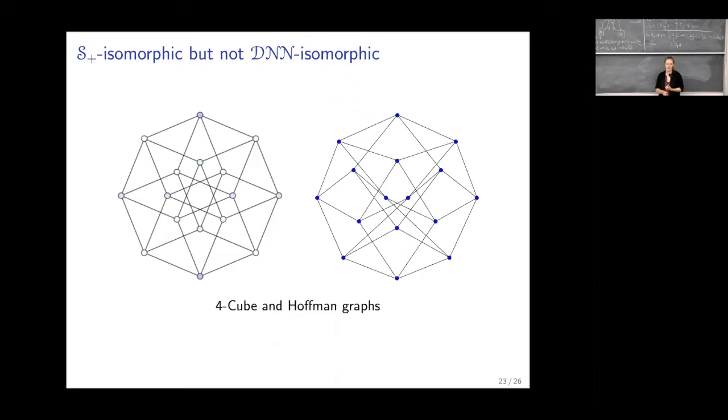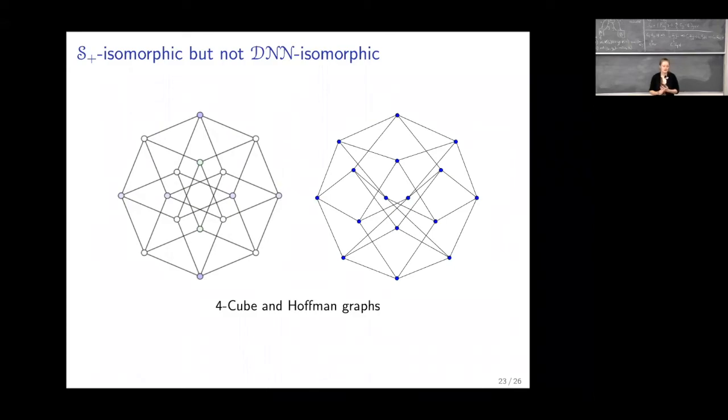Now, this pair is PSD isomorphic, but not DNN isomorphic. The reason why we know that they are PSD isomorphic is that they are one walk regular and have the same spectrum, right? And we had a theorem for PSD isomorphism that for one walk regular graphs, this PSD isomorphism is equivalent to cospectral, right?